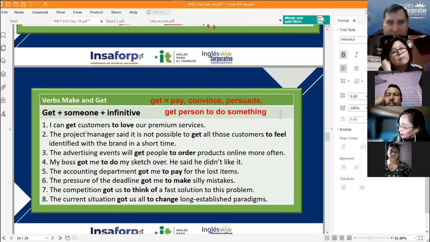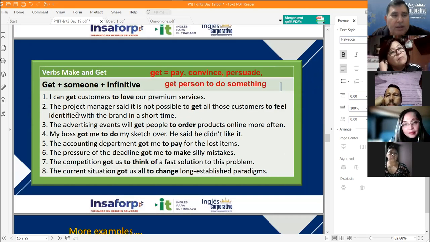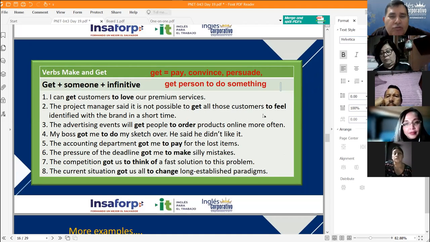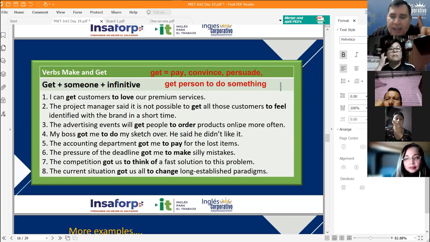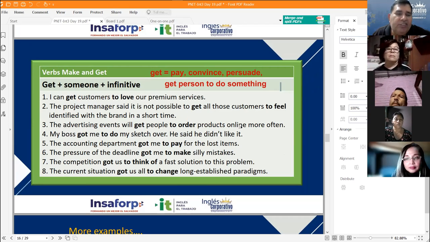Substitute make. I can make customers love our premium services. The project manager said it is not possible to make all those customers feel identified with the brand in a short time. Same meaning. Okay, what's the meaning? Cause them to.